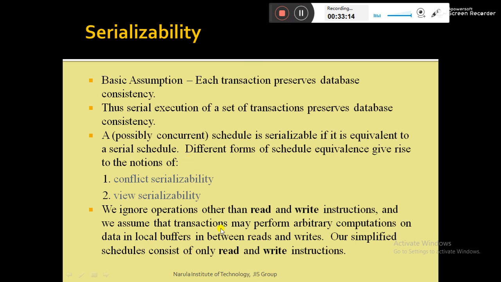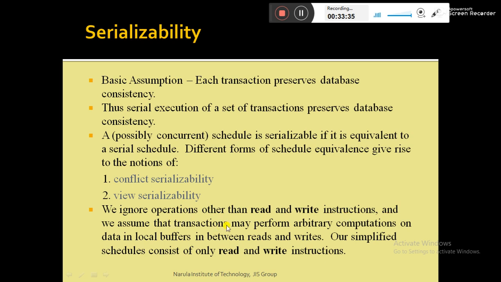Now there are two types of techniques to test serializability. One is conflict serializability, the other is view serializability. We will discuss here only conflict serializability, and here we ignore operations other than read and write instructions.